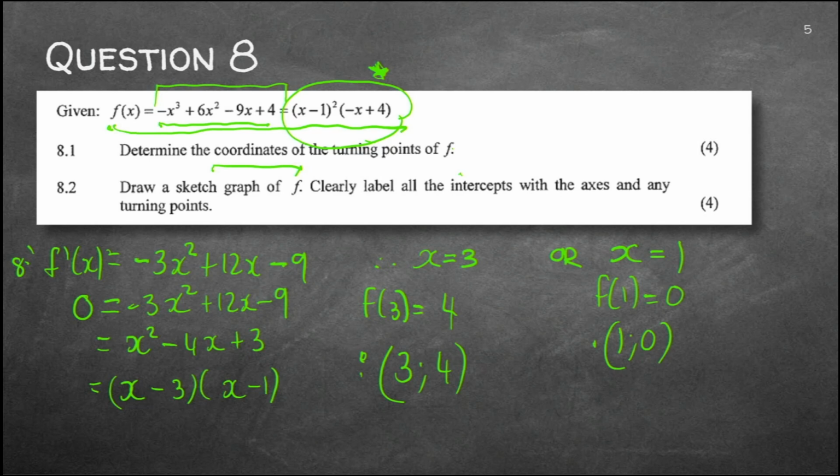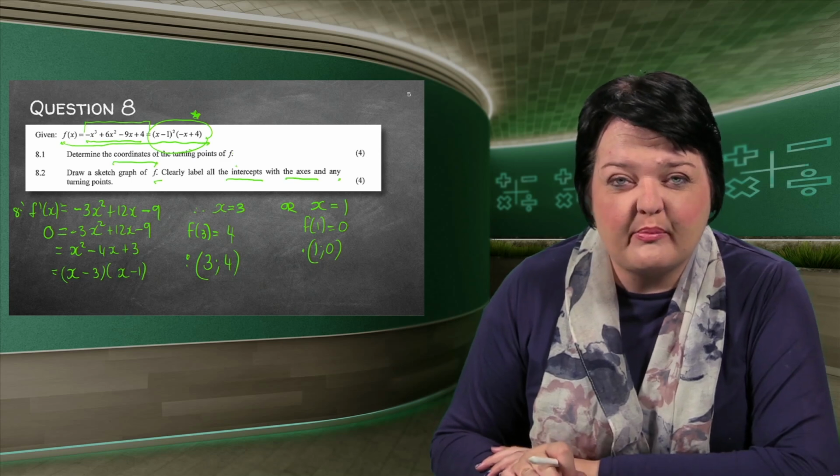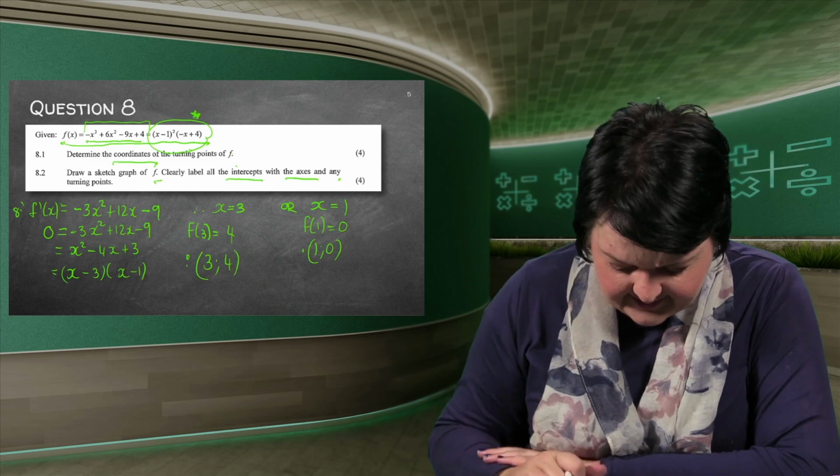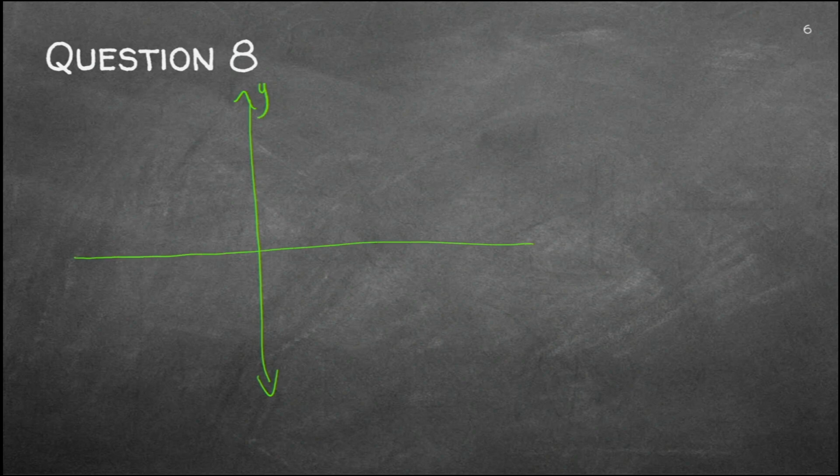Now, the next question states, draw a sketch of the graph f. Clearly label all intercepts with the axis and any turning points. So, strangely enough, they did not ask for the point of inflection. So, we'll only use the intercepts and the turning points. Let's get going then. So, first, I'll quickly make an axis more or less. Normally in exam, it will be given to you. So, x and y.